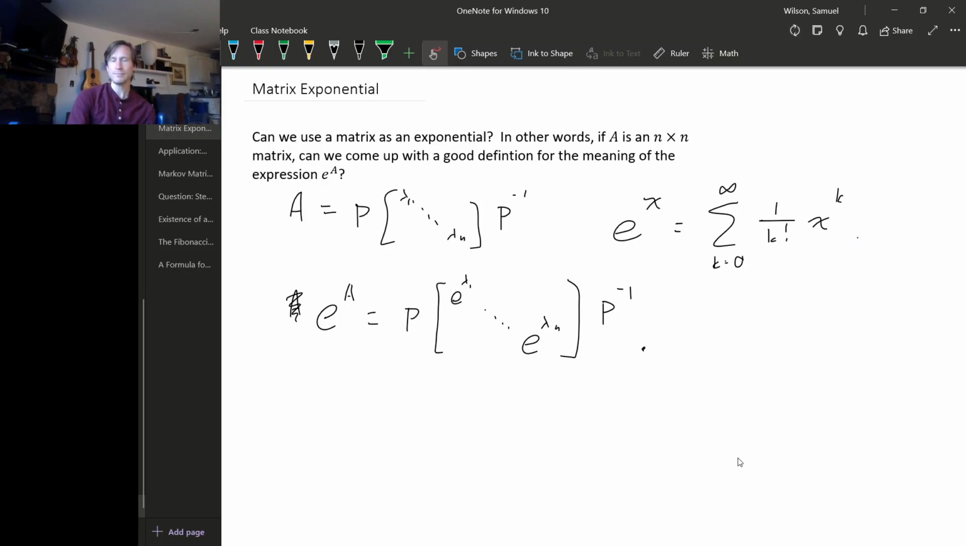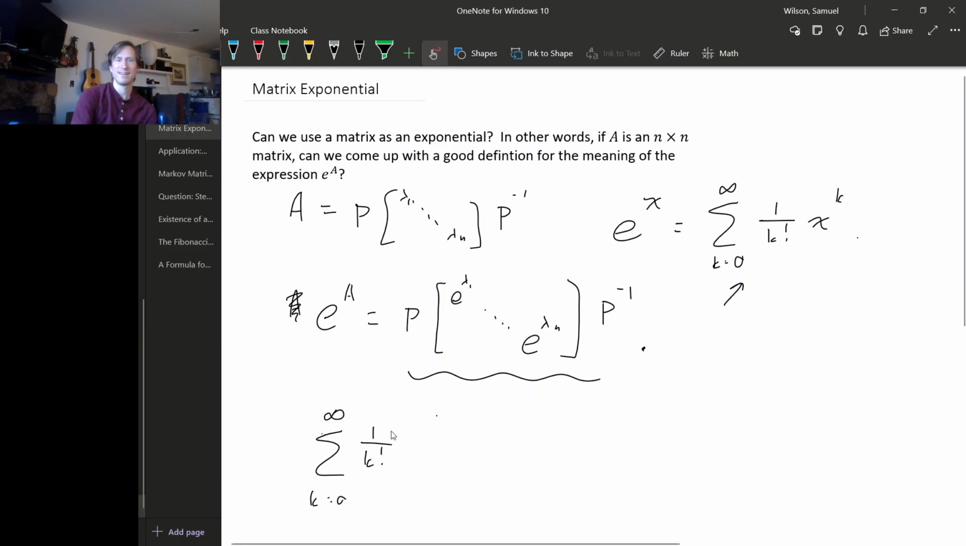So what we could do is see if this definition matches the power series for e to the A. So I guess what we'll have to do is plug A in for x into this expression. So let's do that. Sum from k equals 0 to infinity of 1 over k factorial times, plugging in, A to the k.